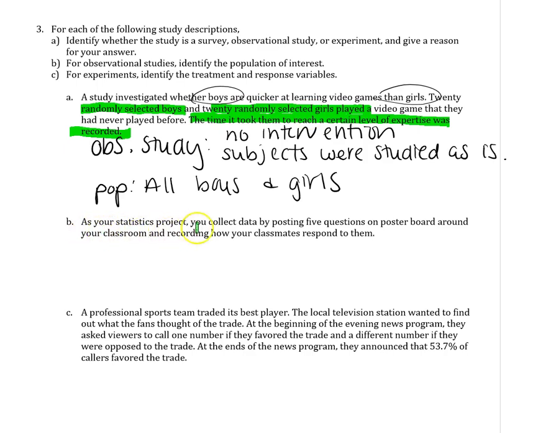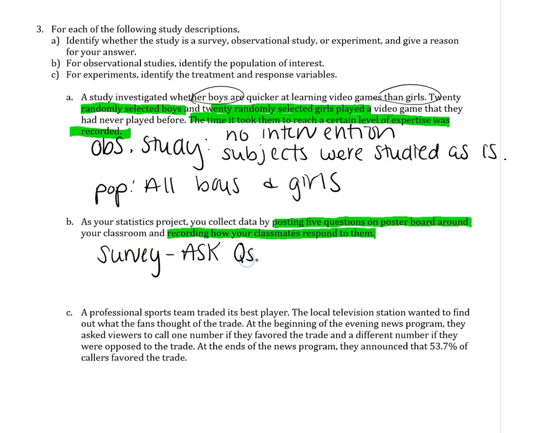As your statistics project, you collect data by posing 5 questions on a poster board around your classroom and recording how your classmates respond to them. You're asking questions and getting student responses, so this is a survey. You're asking questions and you're recording answers.